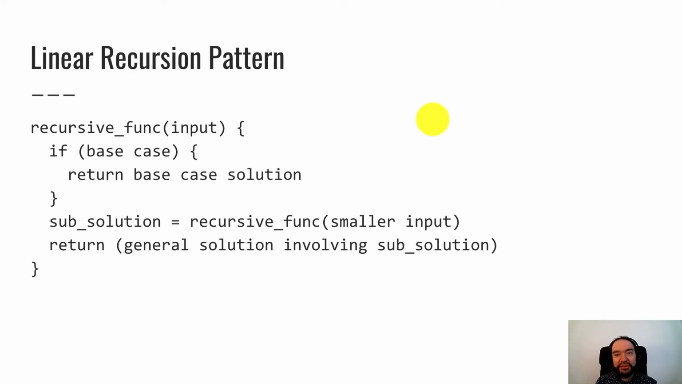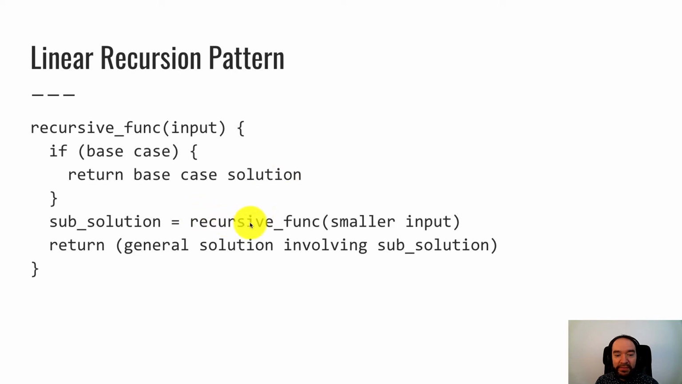Here's the linear recursion pattern, reviewing from the previous video. This is pseudocode, so I've got a recursive function. It takes an input of some kind. And if I'm in a base case, then I return a base case solution. So first we look at the input. If it's trivially small, then we just know what the answer is and we're done.